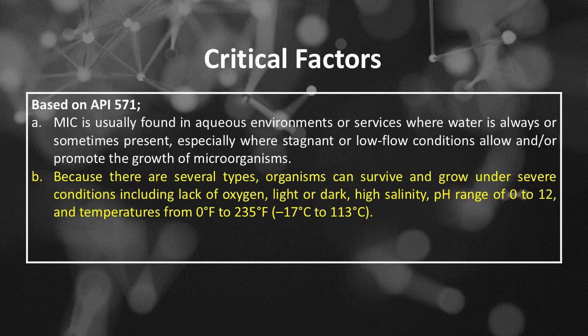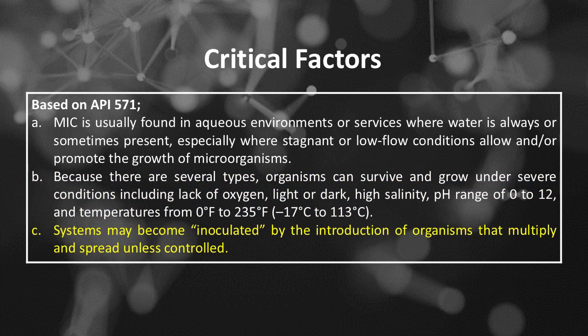Number B, because there are several types, organisms can survive and grow under severe conditions including lack of oxygen, light or dark, high salinity, pH range of 0 to 12, and temperatures from 0 degrees Fahrenheit to 235 degrees Fahrenheit, or minus 17 degrees Celsius to 113 degrees Celsius.